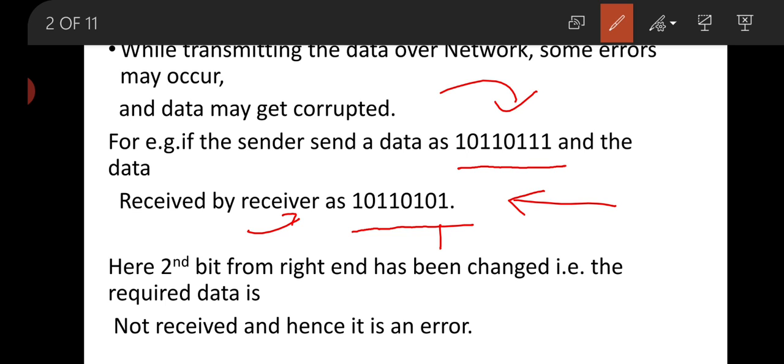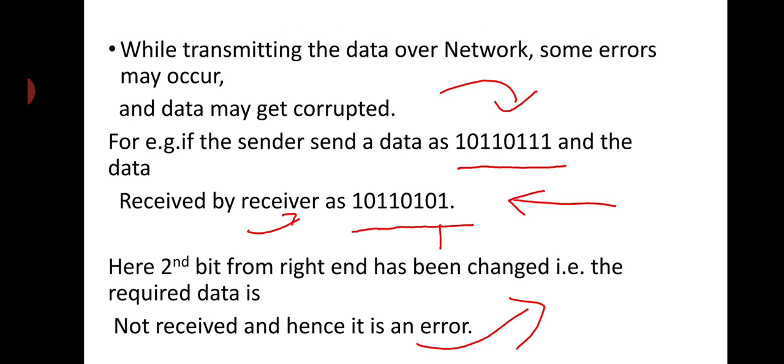That is, the required data is not received and hence it is an error. That means the sender sends the data 10110111, but the receiver received the data 10110101. That means there is an error in your data. The sender sent the actual data, but the receiver does not receive the actual data sent by the sender. So this is called error or corrupted bit error. Now, how to overcome this problem?